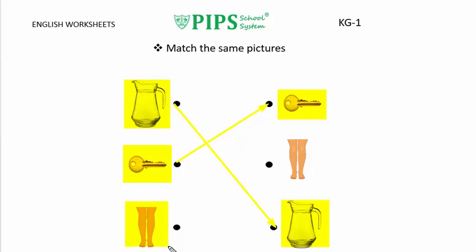These are legs. Let's see where is the second picture of legs. Here is the second picture of legs which is similar to it. Now we will match the legs with the same picture like this.